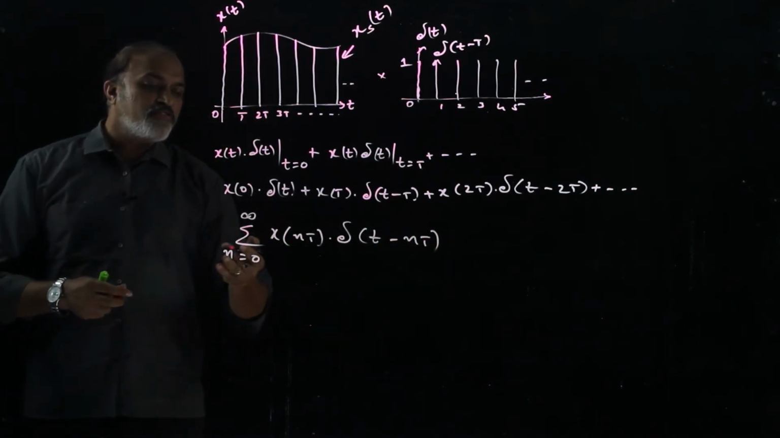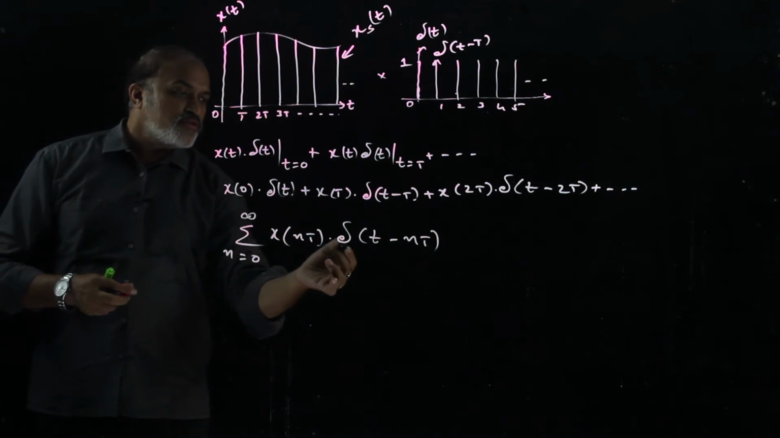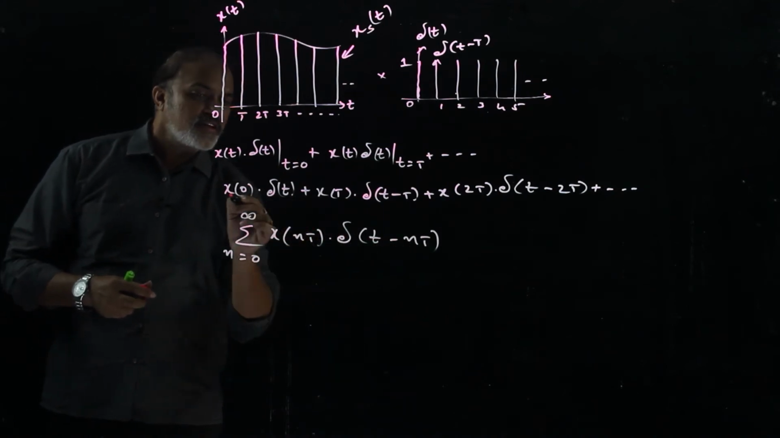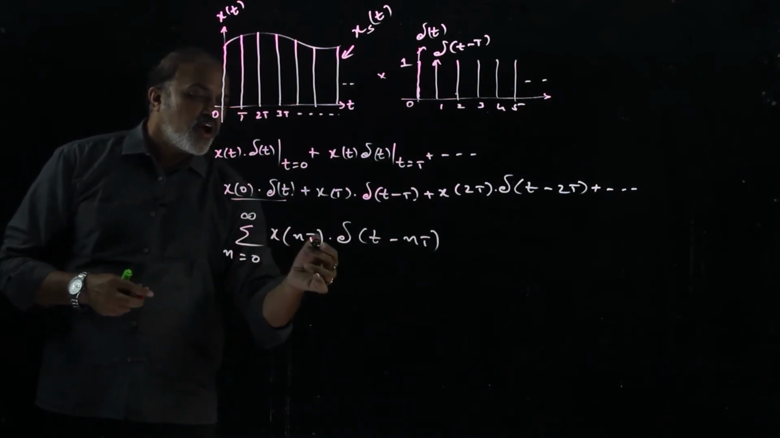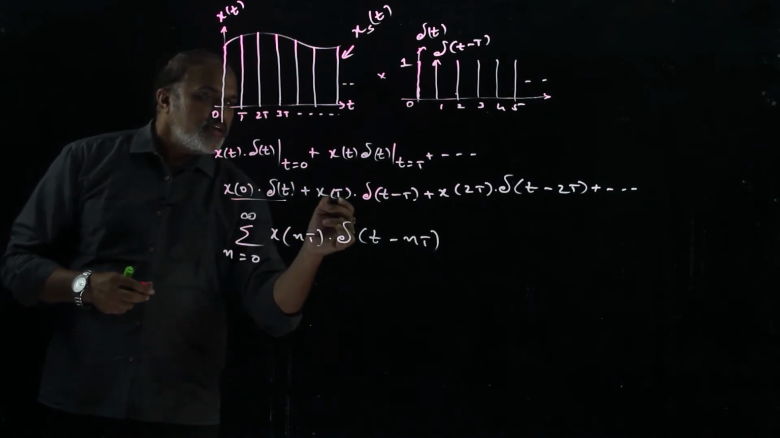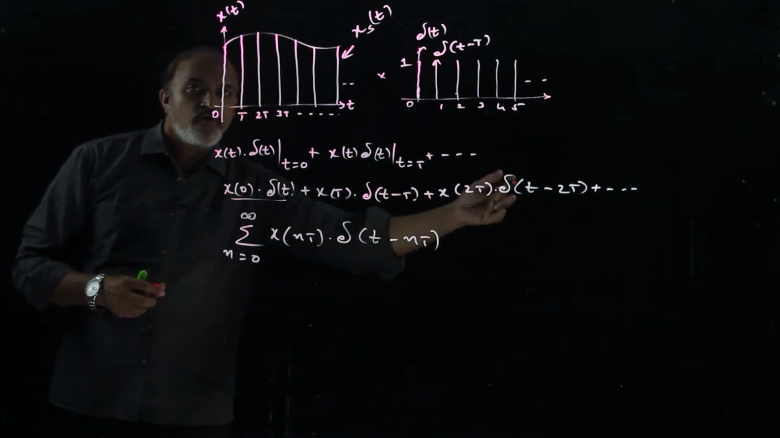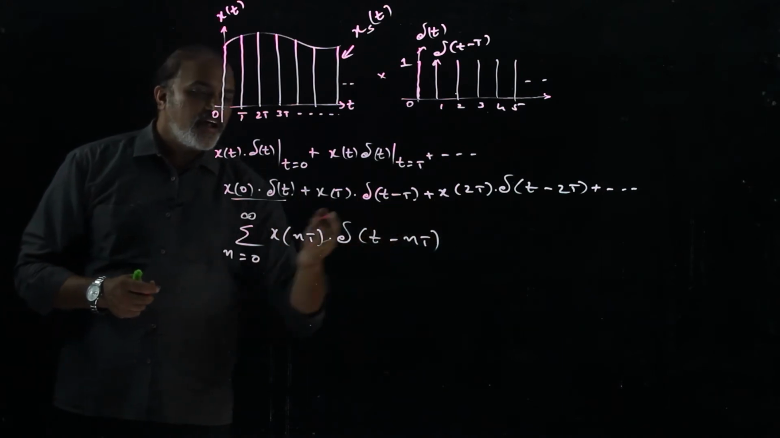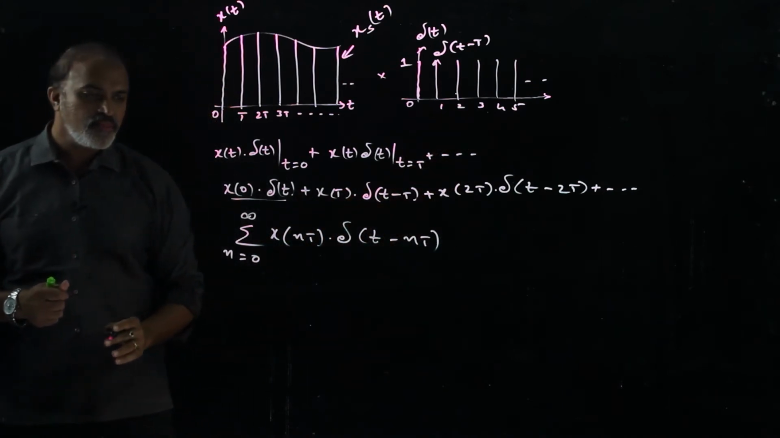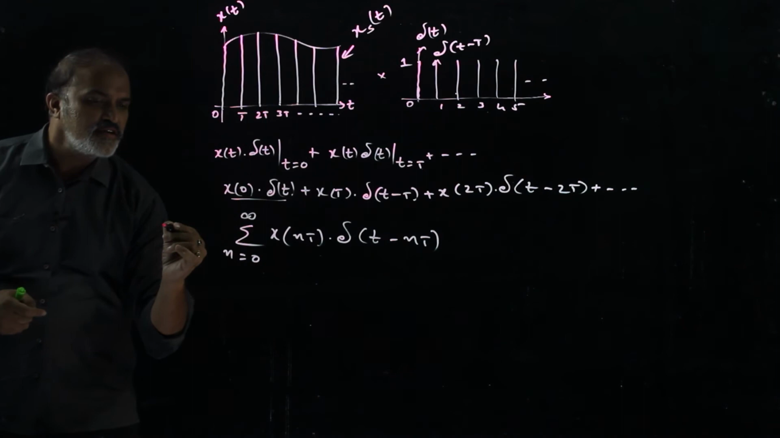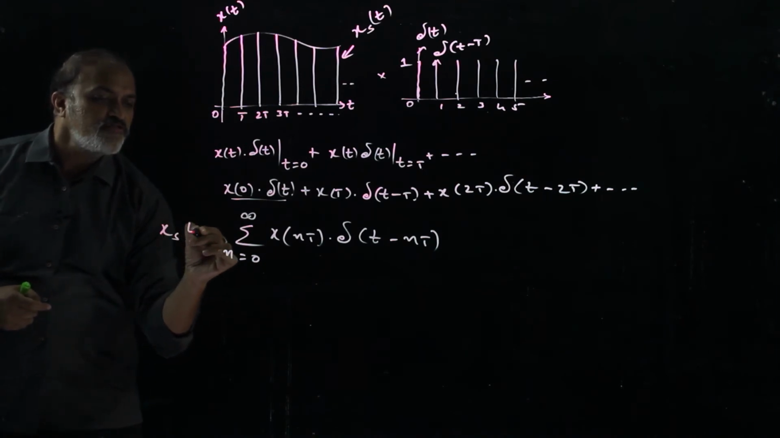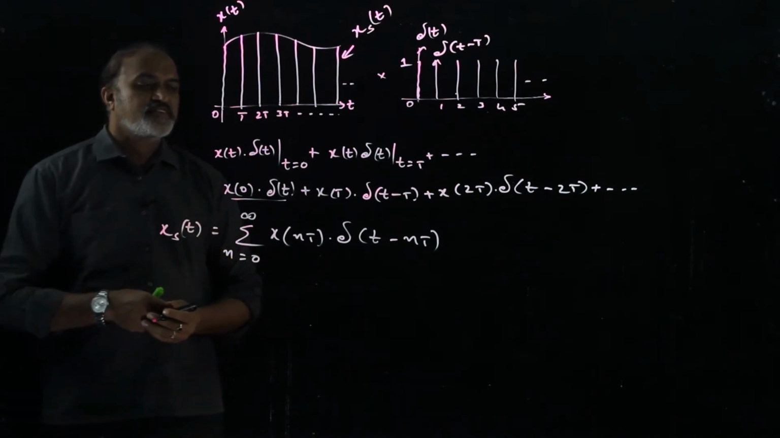So for different values of n, we will get x of 0 into delta of t minus 0 into T, which means x of 0 into delta of t. If n is 1, x of 1 into capital T into delta of t minus capital T, and so on. For all possible values of n, we will get the same thing. And this is nothing but the sampled version of the analog signal, xs of t.